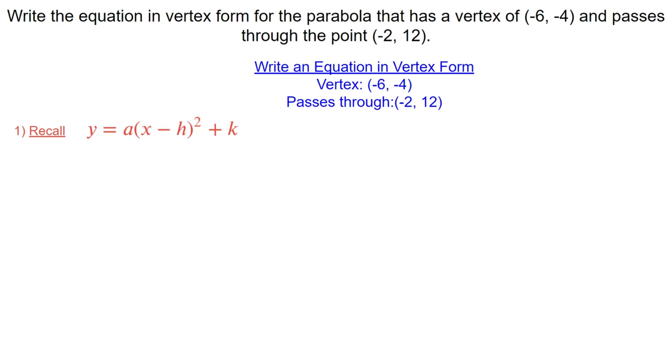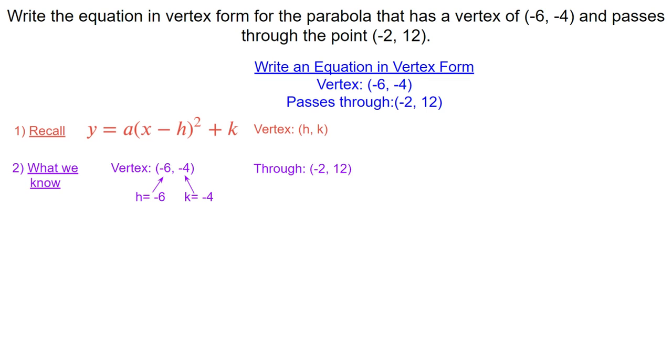So first recall that the equation for a parabola in vertex form is y equals a times (x minus h) squared plus k. And note that the vertex is located at the point (h, k). So let's start with what we know. We know that the vertex is located at (-6, -4), and that (-6, -4) is that (h, k). So we know that h is equal to -6 and k is equal to -4.